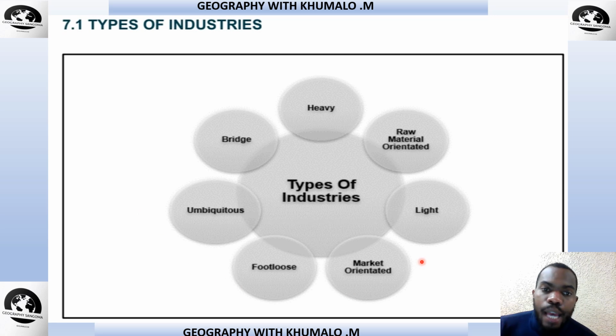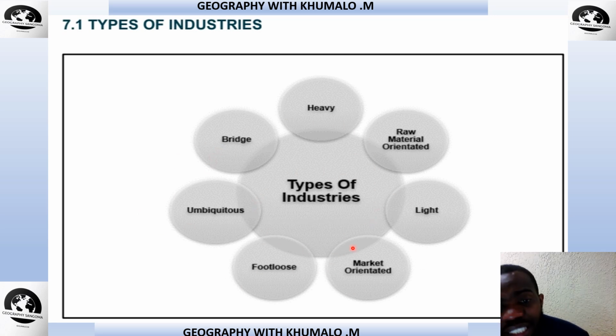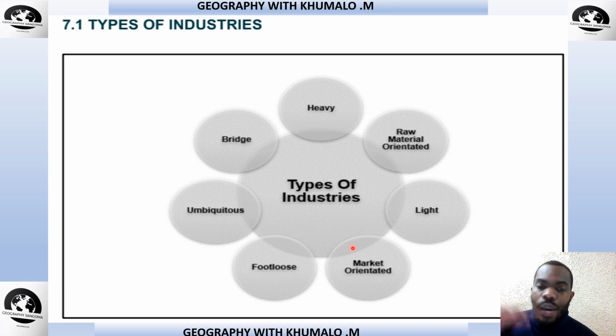Then this is the mind map that shows the types of industries. You will be given a statement or a characteristic of a type of industry, where you are going to be asked to define whether it's a heavy, raw material, light, market, footloose, ubiquitous, or a break of bulk type of industry.